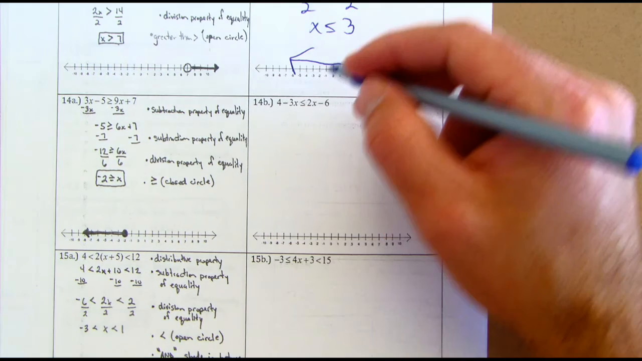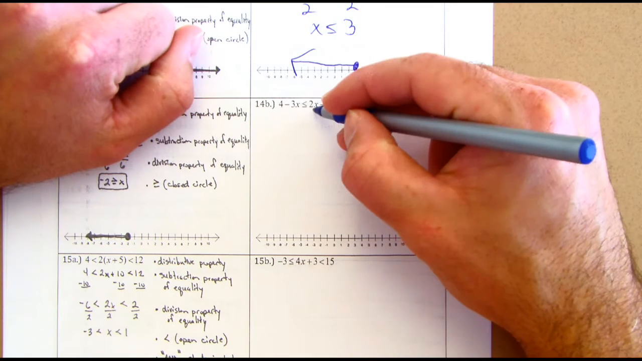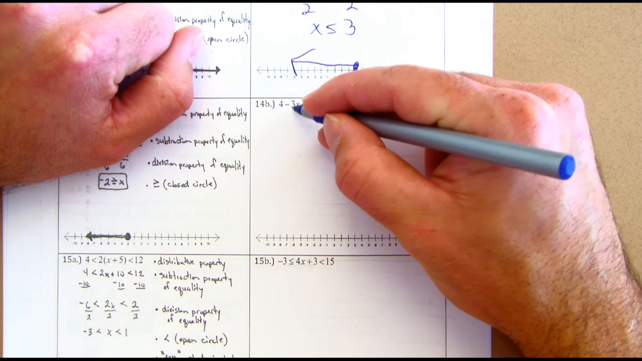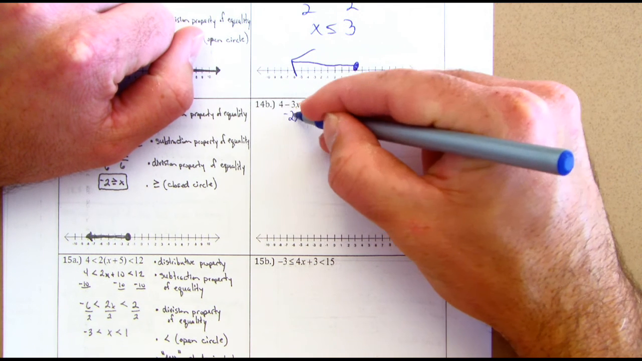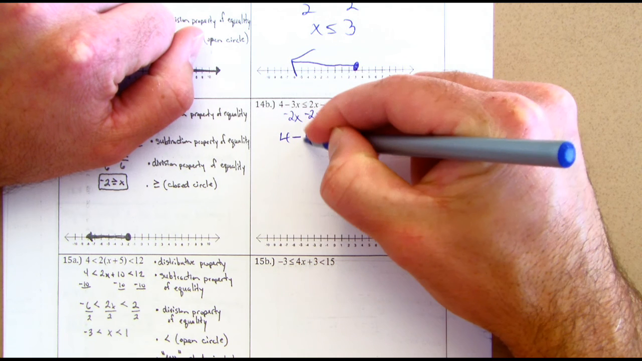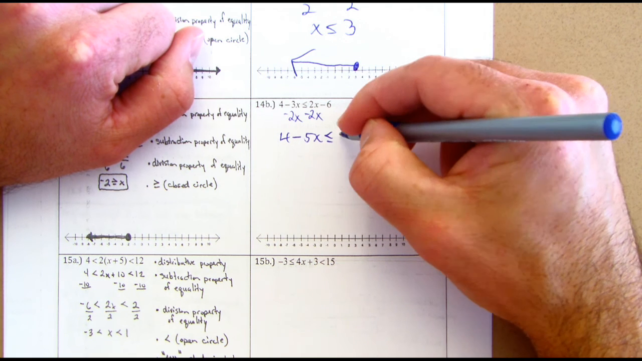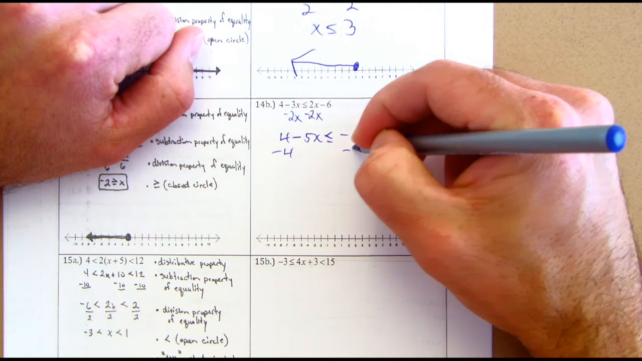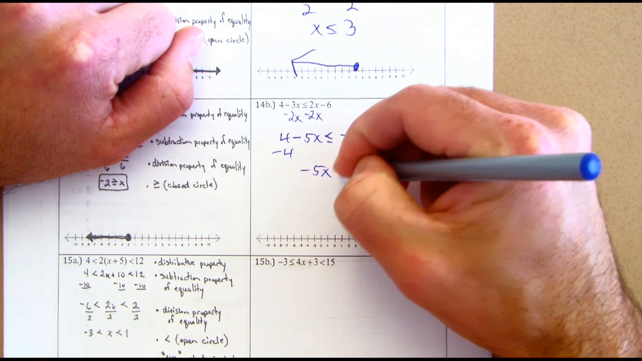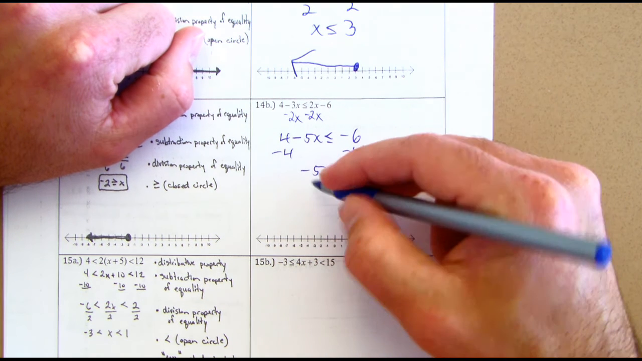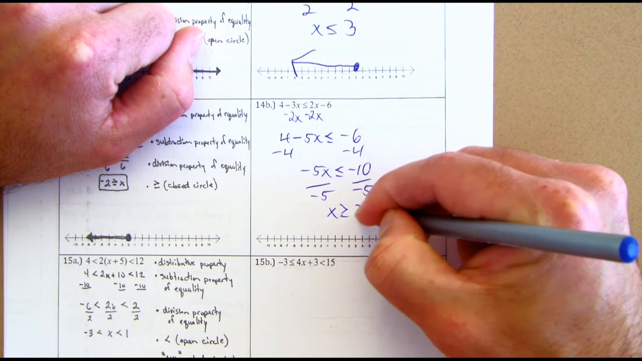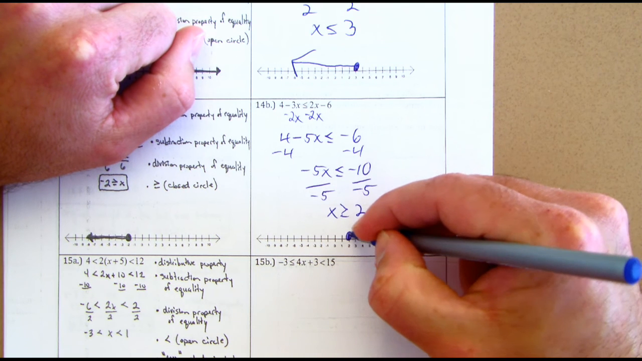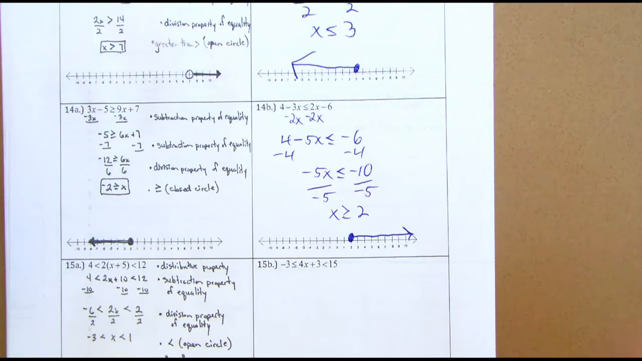All right, so next up here we got a variable on both sides of the inequality. I'm going to subtract 2x from both sides. I just like to get the variables on the left, but be careful, that's a negative 3x there. So I'm going to have 4 minus 5x is less than or equal to negative 6, then subtract 4 from both sides. So negative 5x is less than or equal to negative 10. Then when we divide both sides by negative 5, make sure you flip this. We should get x is greater than or equal to 2.